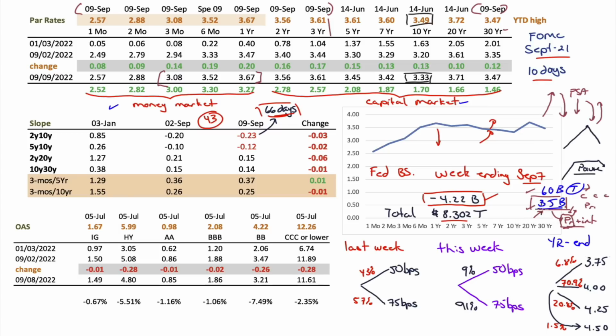If we look at OAS credit spreads, investment grade is pretty much unchanged week over week. High yield pulled in to 5.5%, so we're back under 500 basis points. In investment grade, from top to bottom, it's 0.85 to 1.86, and in high yield, from double B at the top to the bottom, 3.21 to 11.61. All of them showed a decrease in the spread over the week.